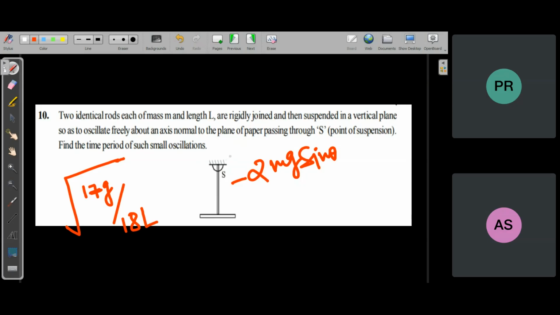Again, read that: minus 2 mg sine theta. Read complete, into y, sir. Into y, and displacement, I'm asking. What is y? I'm asking the displacement of the body, sir. Okay, and this is equal to something. I alpha, sir. That is 17 by 12 m L sine theta, sir.